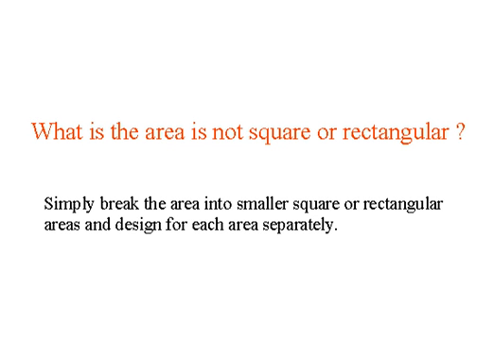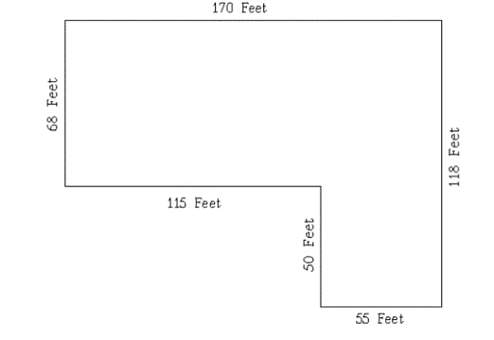Another situation that occurs is what if the area is not square or rectangular? SoundDesign designs for square or rectangular areas only. Well, you simply break the area into smaller square or rectangular areas and design for each separately. Suppose you had an L-shaped room like this. You just break it into 2 rectangles, like that, and design for each one independently. The design for one of the areas might look like this, and for the other area it might look like that.